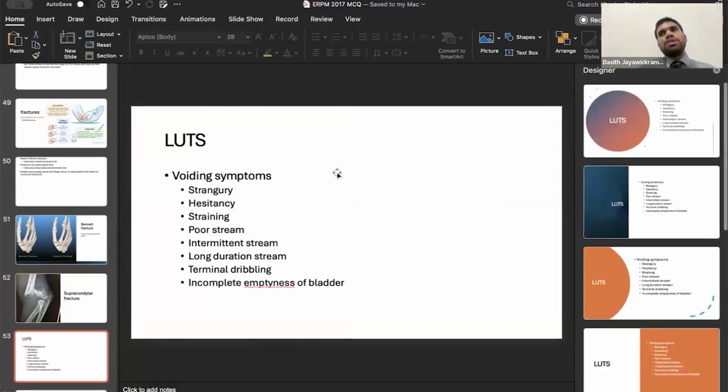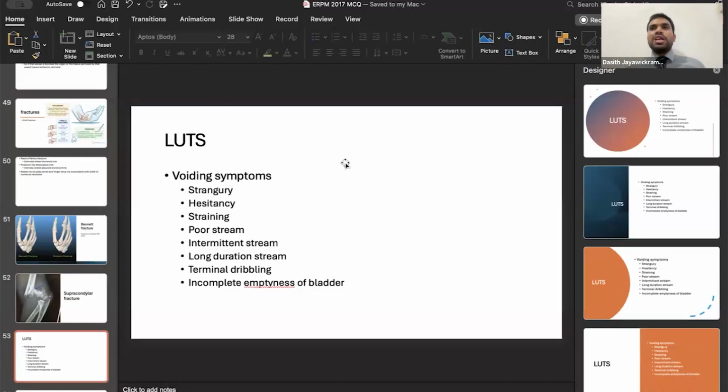So the voiding symptoms, if we start from the beginning, the patient will have strangury. So what is strangury? It's like tenesmus, basically the urinary counterpart of tenesmus. You have the urge to urinate, but when you try to urinate, nothing is coming. That's called strangury, because of obstruction. There's bladder distension. So you feel the urge to urinate, but actually you can't because there's an obstruction. So there's strangury. And hesitancy. You try to urinate, but nothing is coming out.